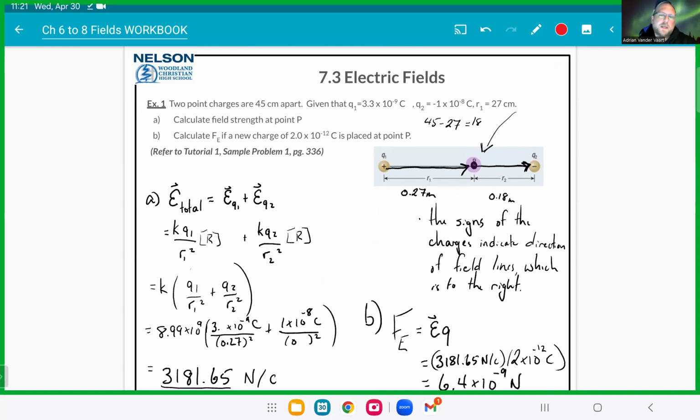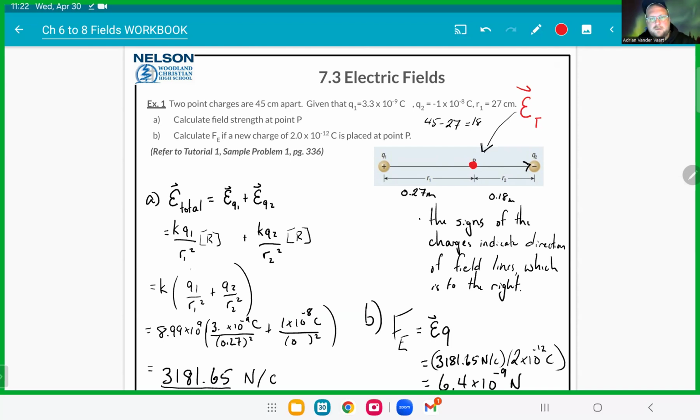7.2, where we had two point charges, and we said, where can we put a charge so that the force acting on that charge is 0? So it's a similar setup, but in this case, we're saying, okay, we have two charges, Q1 and Q2. Q1 is positive, Q2 is negative, so all the field lines are moving to the right. And I've done some work here, but we want to know, what is the field strength at point P? What's the total field strength at P?